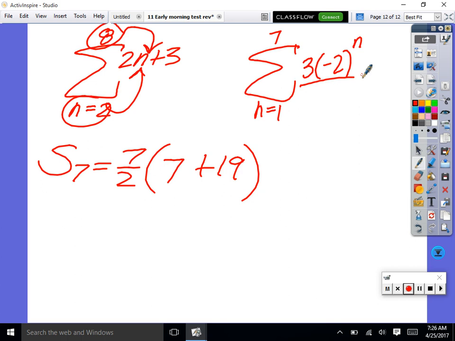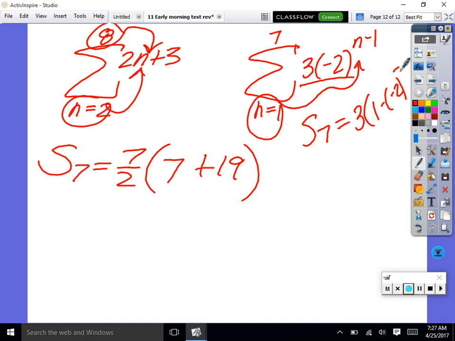So how many terms are we summing up? 7, right? 1 to 7. So you'd say the sum of 7 is equal to a sub 1, which is plugging in the lower limit. This will be n minus 1, so that would be 0, so that'd be 1, so that'd be 3. And then 1 minus negative 2 raised to the 7th divided by 1 minus negative 2, right?